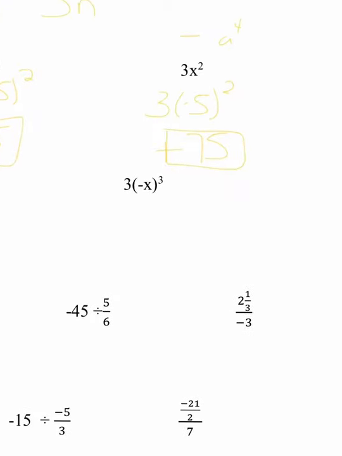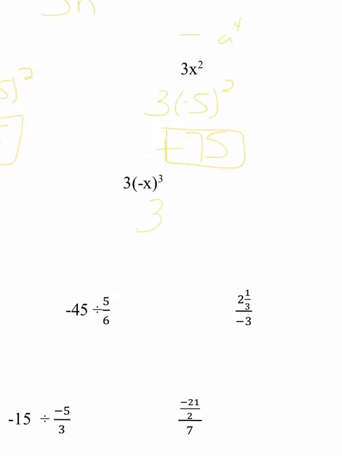Okay. Then we plug in again. 3 times a negative 2. Third, double negative, that becomes positive. So now we're just looking at 3 times 2 to the third. 2 to the third is 8. 8 times 3 is 24.